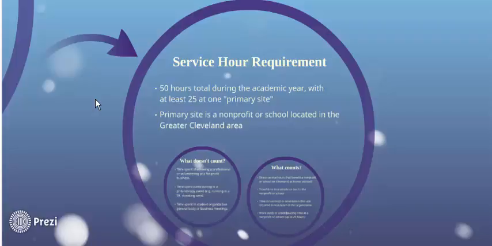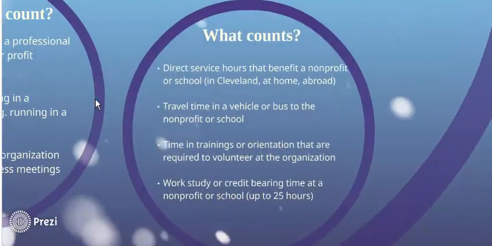I also want to go over some guidelines of what types of activities can count as scholar service hours and what can't. So in terms of what counts, in general, any direct service hours where you're dedicating your time to benefit a nonprofit or school can count. As I mentioned, at least 25 of those hours have to be with one organization in Cleveland, but the other 25 could be done anywhere, whether that be at home during winter break with a nonprofit you volunteered for in high school, or abroad if you do an alternative break, or any combination.